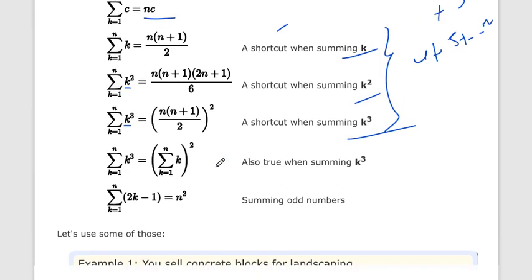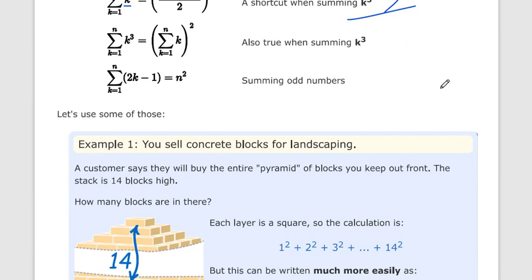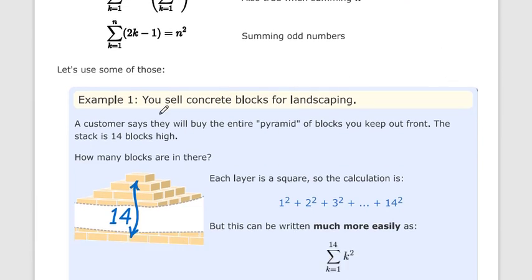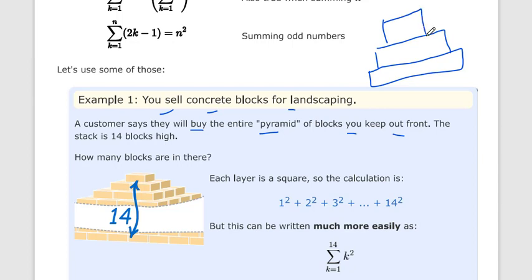Now let's start with the example of partial sum. The first is: you sell concrete blocks for landscaping. A customer says they will buy the entire pyramid of blocks you keep out front. The concrete blocks are put up like a pyramid, so the customer will buy the entire pyramid of blocks.